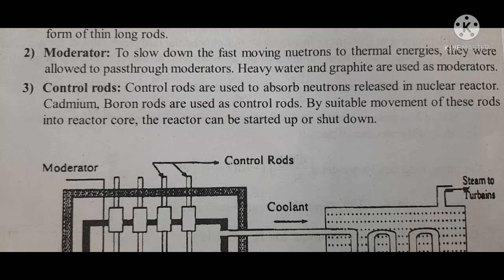So first of all, three parts we discussed. Number one is fuel, which is a fissionable material like uranium. Moderator slows down the fast moving neutrons. Control rods control the chain reaction by absorbing some neutrons. Those are the three points.